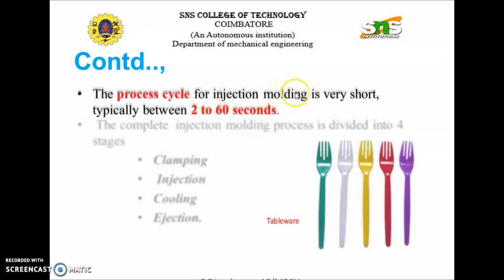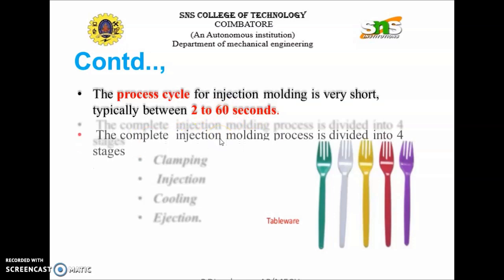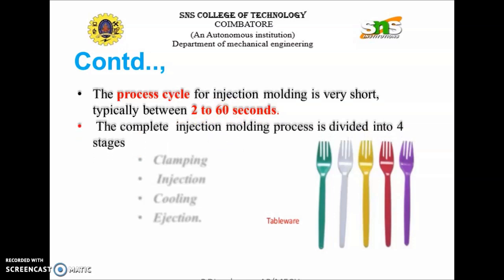The process cycle for injection molding is very short, typically between 2 to 6 seconds. The complete injection molding process is mainly divided into 4 stages. First stage is clamping. Prior to the injection of the material into the die, the two halves of the die must first be securely closed by the clamping unit. One half of the die is attached to the injection molding machine and one half is allowed to slide.